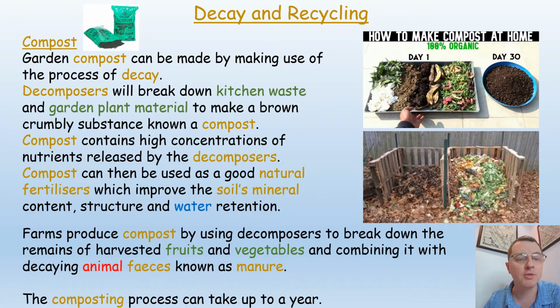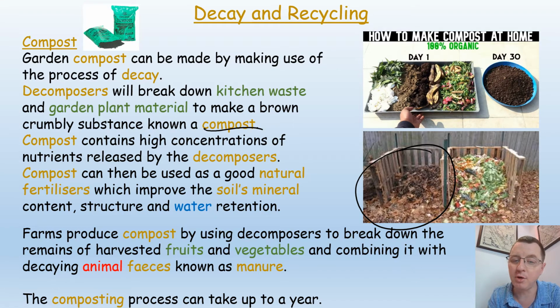So, compost. Compost is involved in the decay and recycling cycles. Garden compost can be made by making use of the process of decay. Decomposers will break down kitchen waste and garden and plant material to make a brown crumbly substance known as compost. And you can see some compost being made here. Compost contains high concentrations of nutrients released by decomposers. Compost can then be used as a good natural fertilizer which improves the soil's mineral content, structure and water retention.